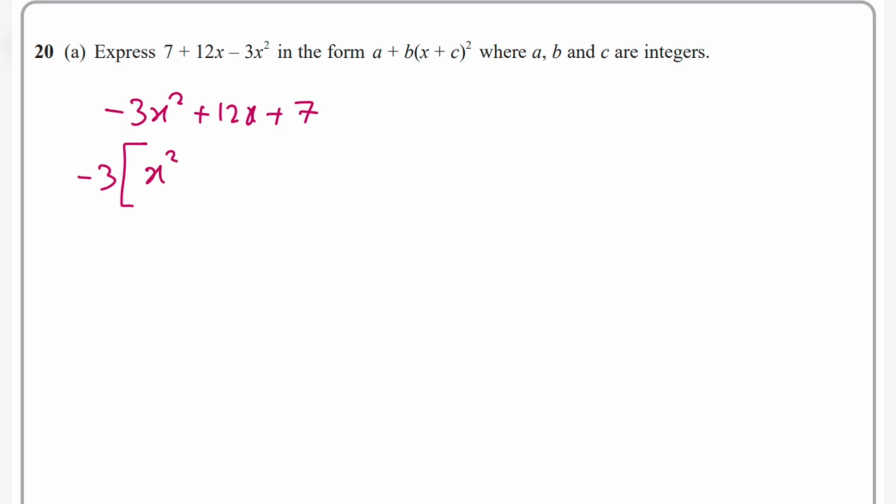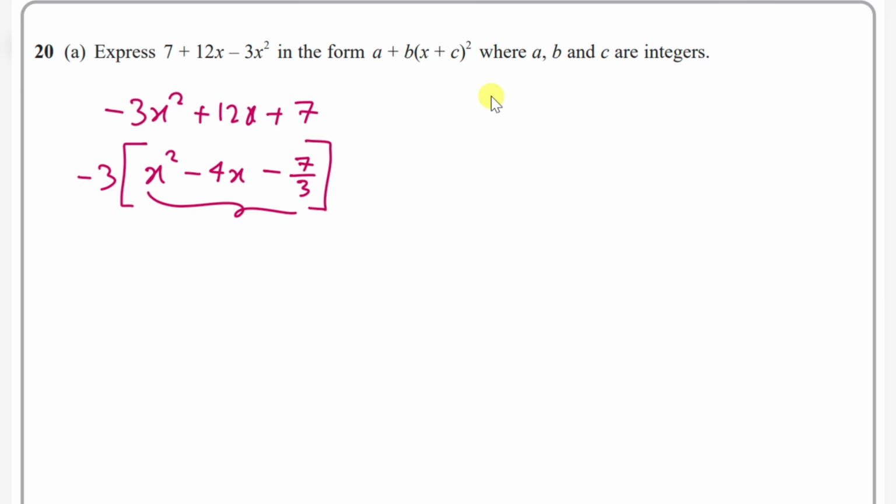So what we're doing here, we're dividing minus 3 across. So 12 divided by minus 3 would be minus 4x. And 7 divided by minus 3 is just a fraction, minus 7 over 3. Okay. Now we're going to apply this completing the square method. That's basically what they're doing here.